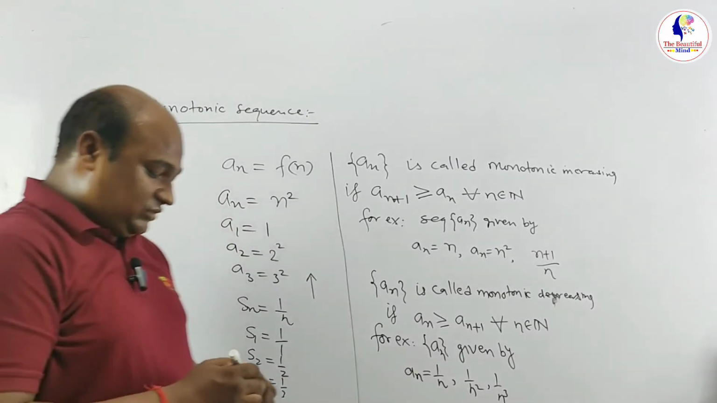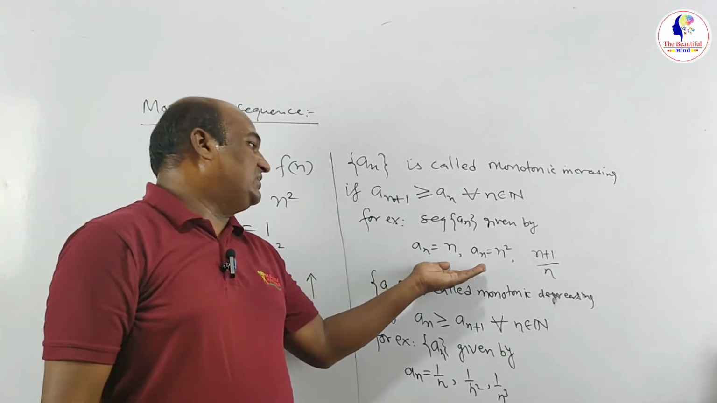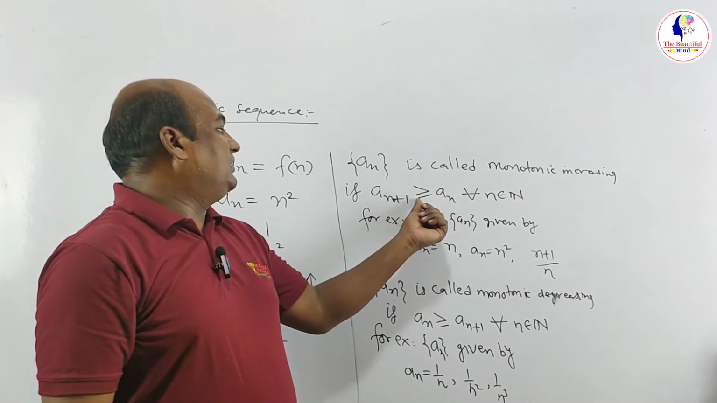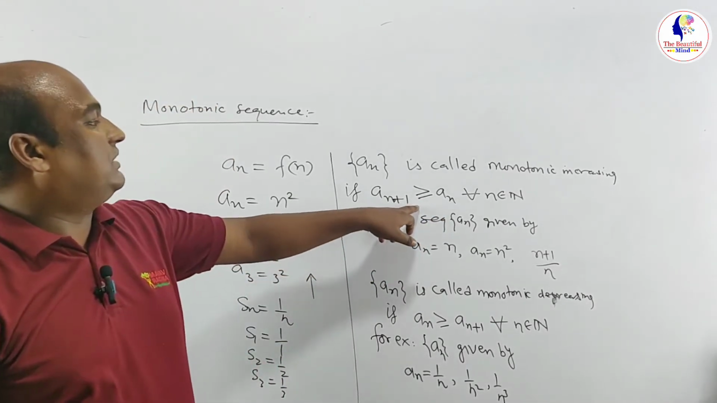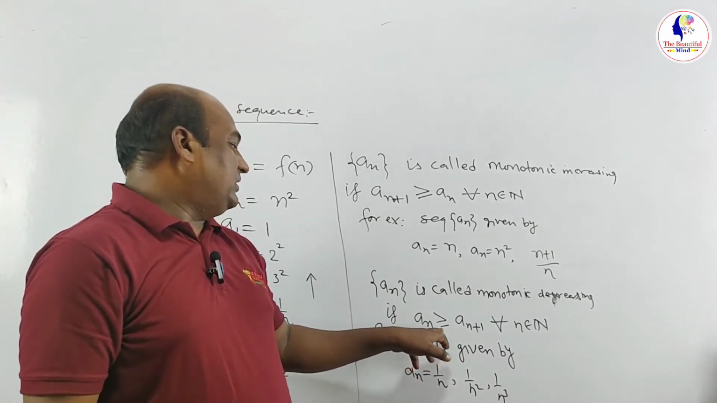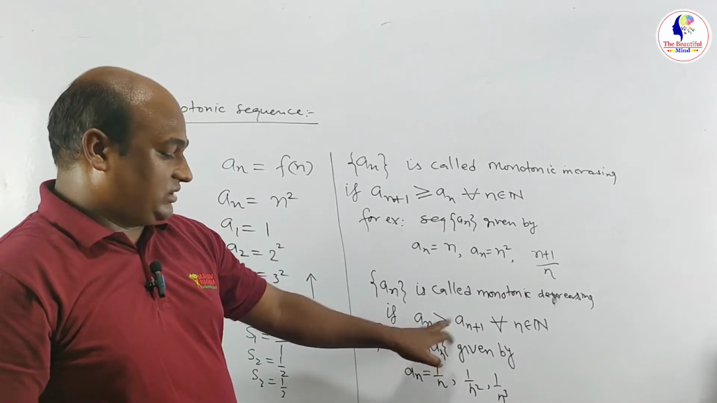So a sequence is called monotonic if the sequence is either monotonic increasing or monotonic decreasing. If this equality is removed, then the sequence is called strictly increasing, and if the equality is removed, then the sequence is called strictly decreasing.